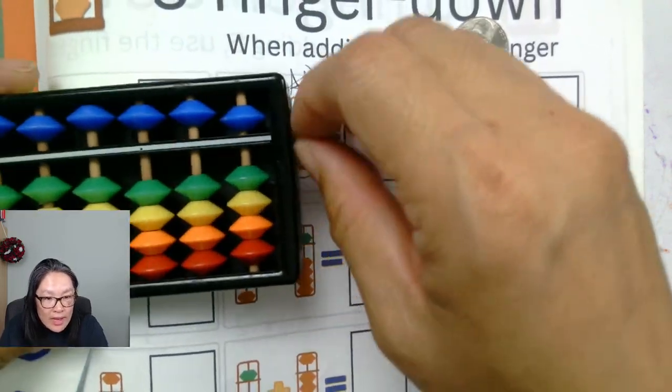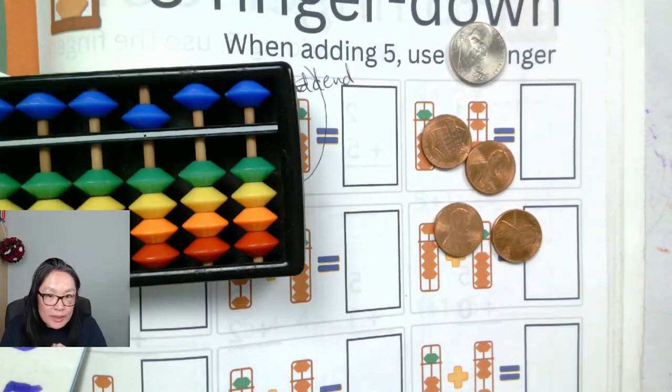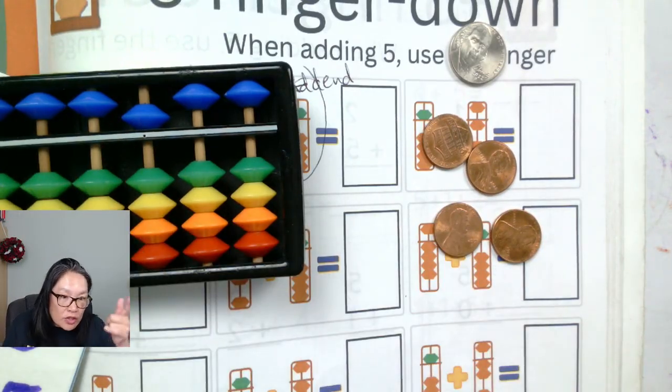Wanderer. Hey, Wanderer, welcome back. Yes, the 5 is the top bead, the blue bead. Yes, the top bead is the blue bead. So Jennifer, did that make sense?